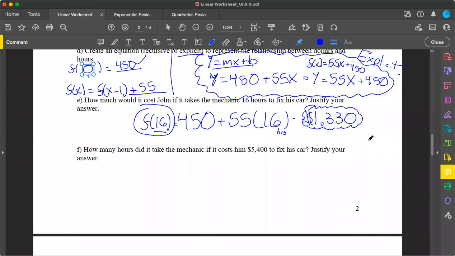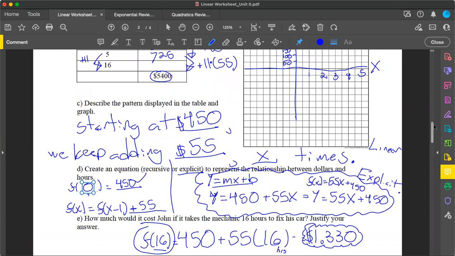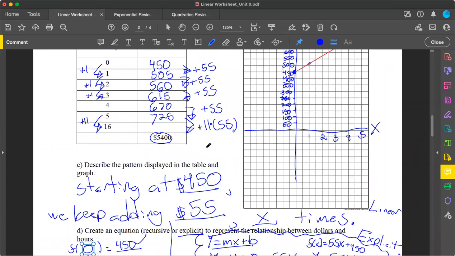I mean, pretty nice. What do you think for this? This is now taking a little bit of a different approach. How many hours did it take the mechanic if it cost him $5,400 to fix his car? So remember back here in this table when I put a pin in it and said, hold on, we're going to come back to it. You can now hop back and write 1,330.